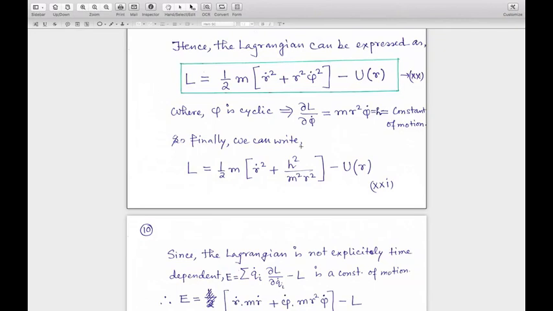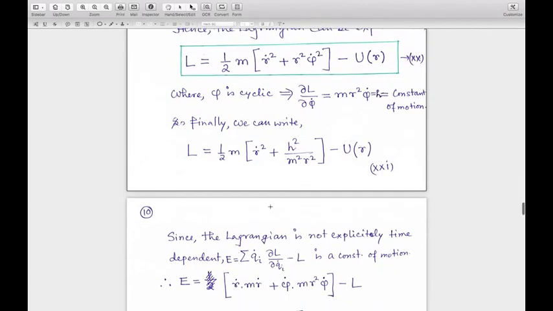Now you have solved the Euler-Lagrange equation for phi, and you have this simplified form of L: half m r dot square plus h square by m square r square minus u of r. So you only have r dot and r. This is a Lagrangian which is effectively one-dimensional. This is not a true one-dimensional Lagrangian. This is an effectively one-dimensional Lagrangian. Why is it an effective Lagrangian?